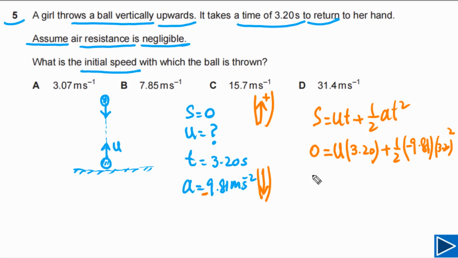Now if we solve this one for u, our final answer will be 15.7 meters per second, and this is positive. It means initial speed is upward, meaning the initial velocity direction is upwards. So our answer for this question is C.